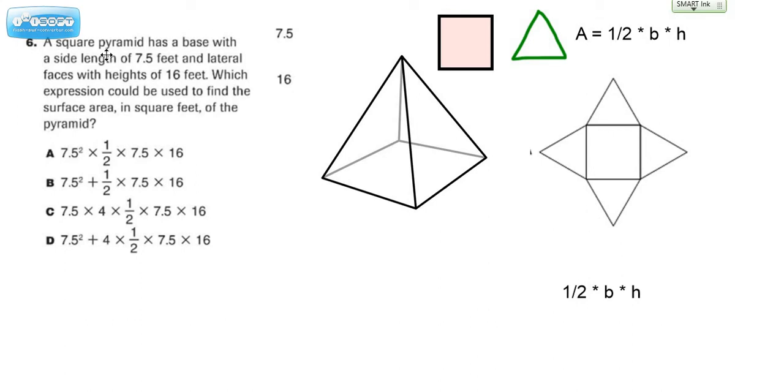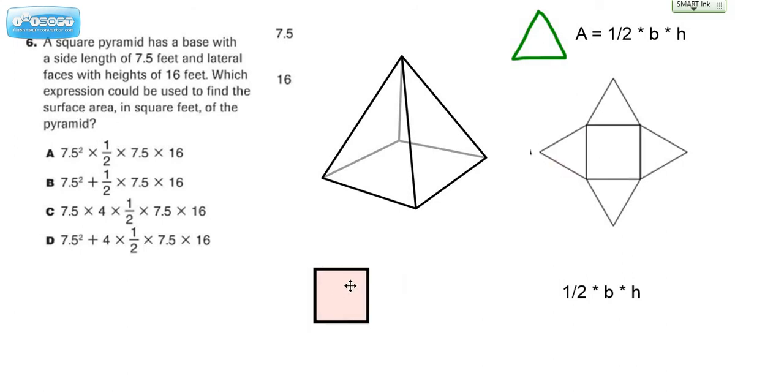A square pyramid, so that means the base has to be a square. So now we're looking at this for a net. It has a base with a side length of 7 5/10 feet and lateral faces with heights of 16 feet. Which expression could be used to find the surface area in square feet of the pyramid? So let's focus on the net of the square pyramid first.